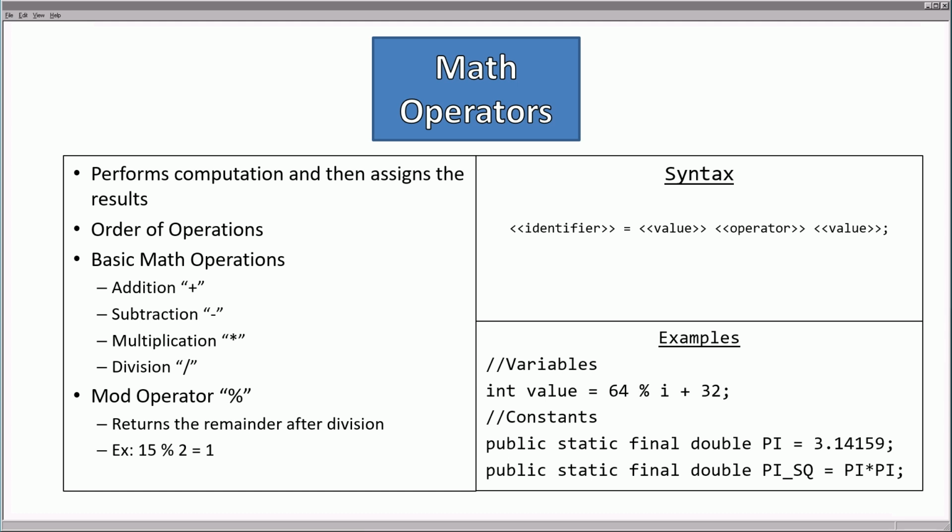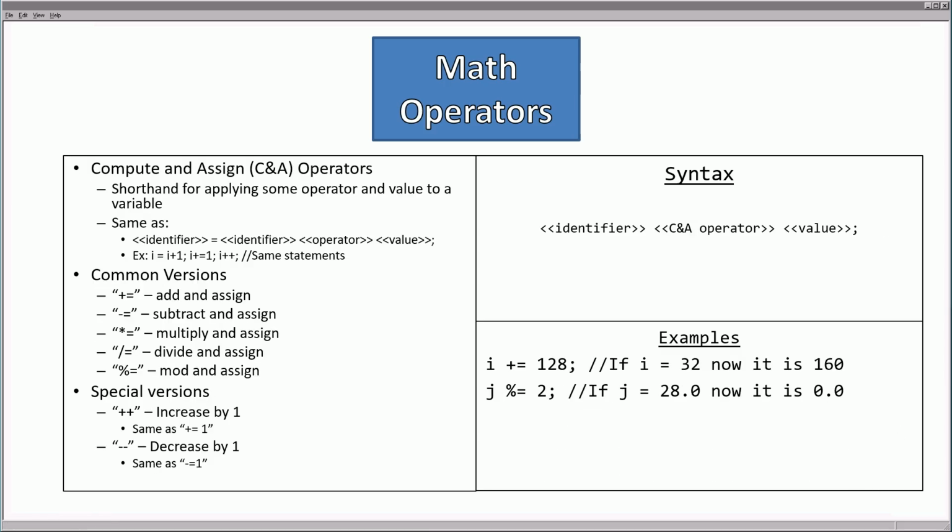For example, if we basically did 15 mod 2, the result is 1. And that's simply because 2 goes into 15 7 times with a remainder of 1. Now, math operators are not just applicable to variables. You can also use them with constants as long as they're utilizing other constants.